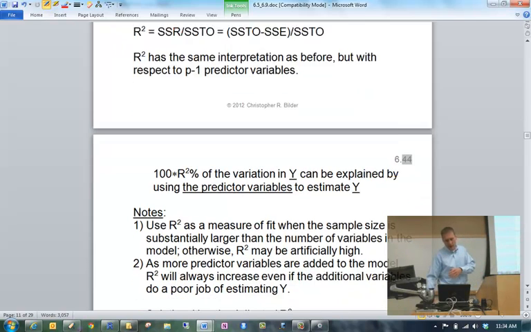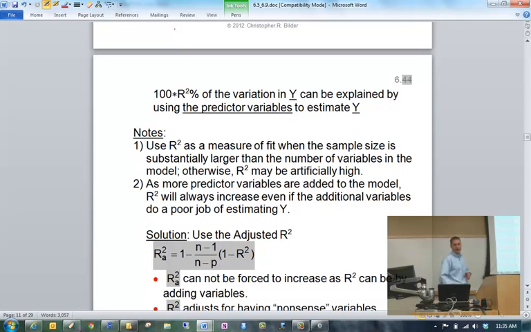And so 100 times R squared percent of the variation in Y can be explained by using the predictive variables to estimate Y. This is just a very standard interpretation. Of course, when you phrase that kind of interpretation, replace what's underlined by what they actually mean, like what is what.